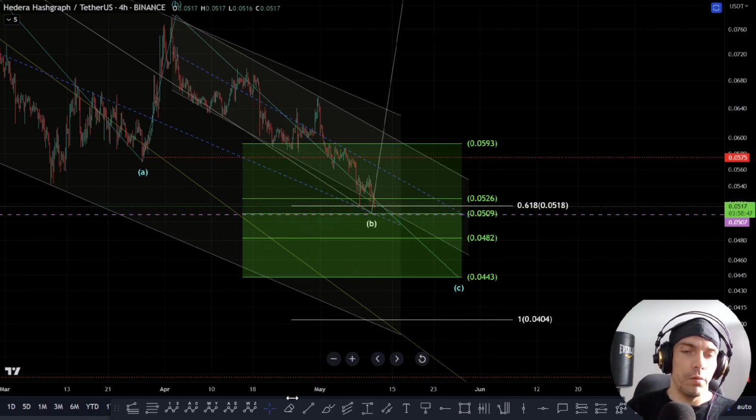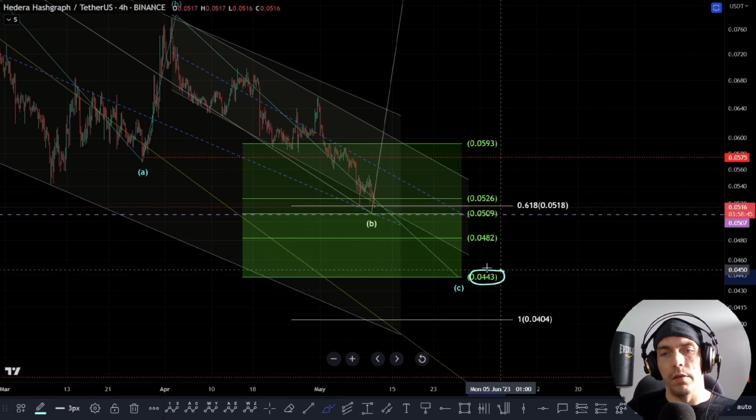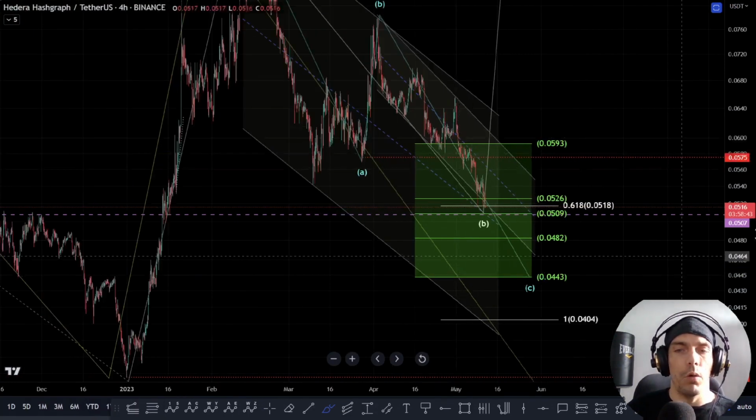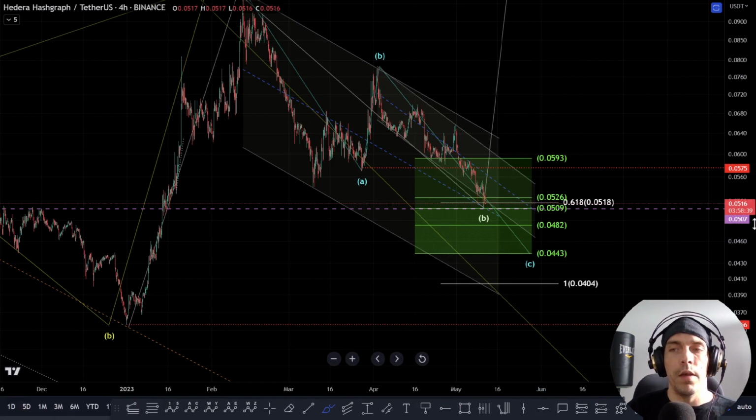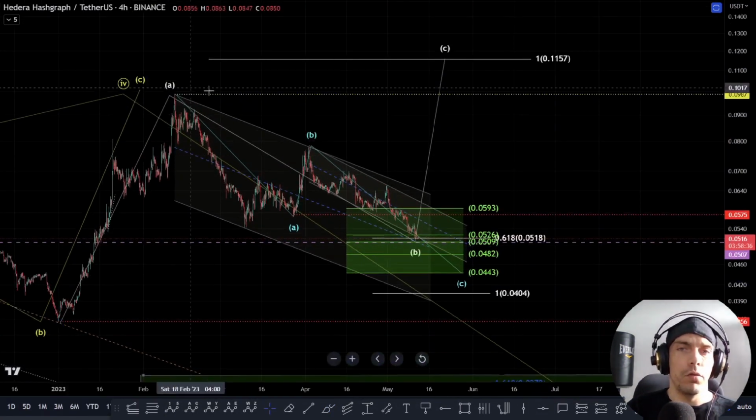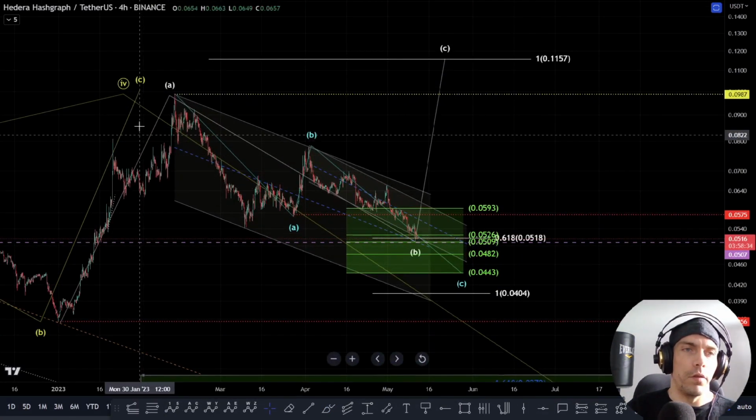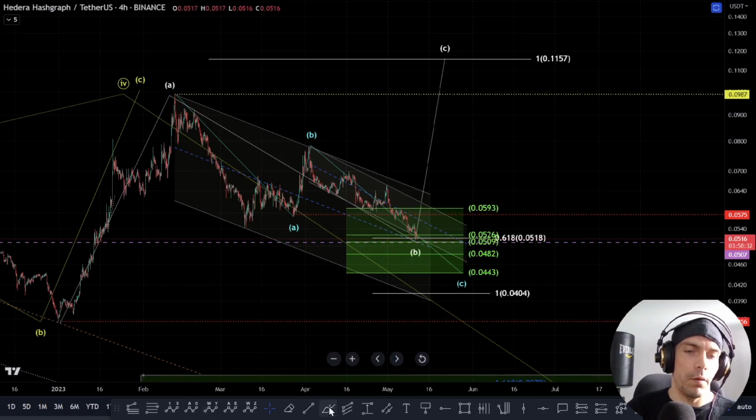Alternatively, the lowest we want to come here if we want to hold as an impulsive movement, or looking for that bullish case rather, is this 0.4443. Now, the one-to-one of this to the upside would be this 0.1157. Now we're looking for the fact that we could still be looking to push to the upside.